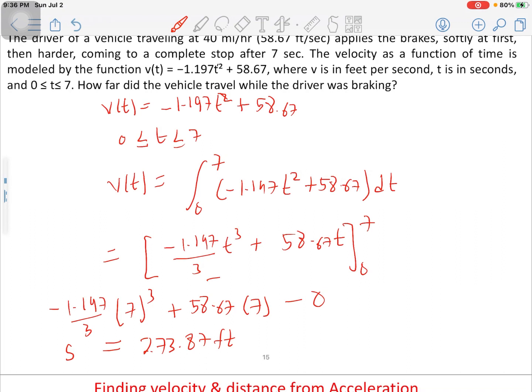So in the graph of x, the shaded area will represent the distance the vehicle traveled during that particular 7 seconds. So thank you for watching. See you in my next video.